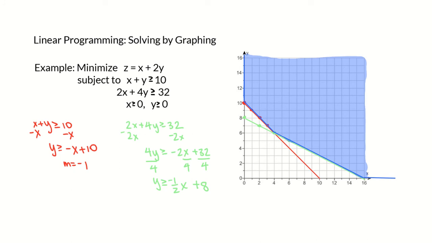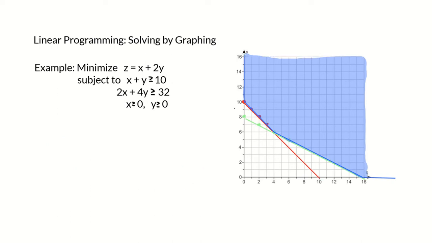So now to minimize z equals x plus 2y, we're going to use the corner point theorem and test the corner points for this feasible region. The first corner point is 0, 10. Now we plug this point into z equals x plus 2y. So we get z equals 0 plus 2 times 10, which is 0 plus 20. So z equals 20.